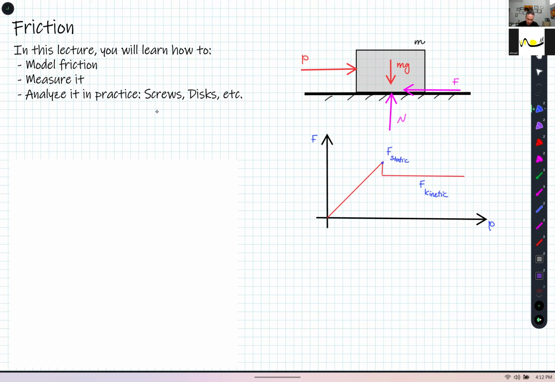And this friction F is proportional to the normal force. We'll show that by this relation: F is equal to mu N. Therefore, in the static case, I have mu s N, and in the kinetic case, I have mu k multiplied by N.